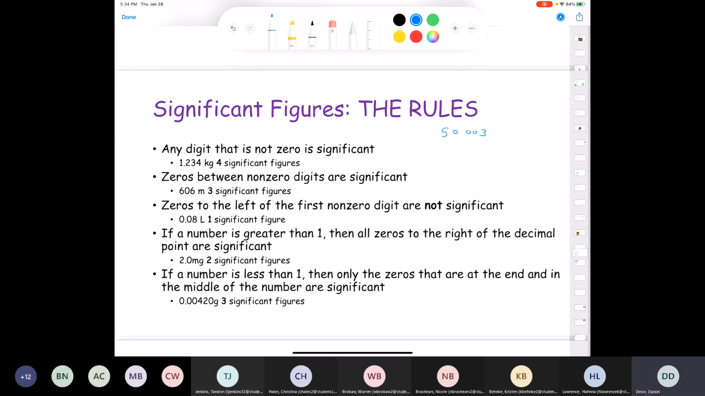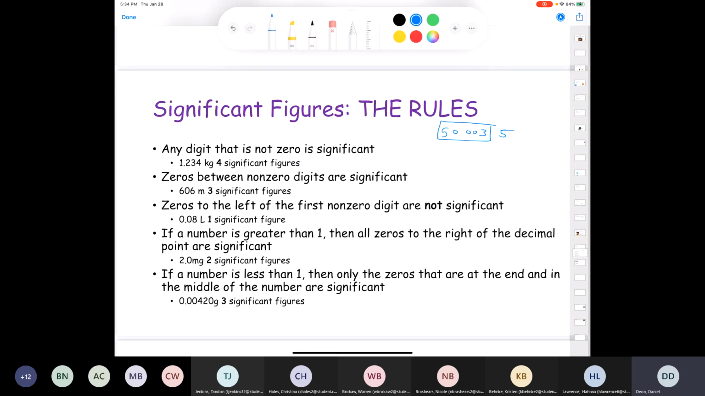Thanks, Hannah. The answer is absolutely, there'd be 5, right? Because any number that's sandwiched between a non-zero is significant. And from the first rule, anything that's not a 0 is significant. That means that all of these numbers are significant, and I would have 5 significant figures in that number. So let's move on to numbers that aren't significant.